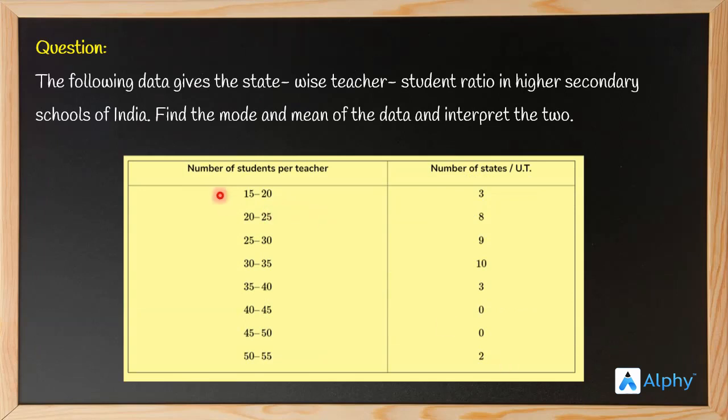Now we are given the number of students per teacher, which are represented in the form of class intervals, and the number of states or union territories represents the frequencies. We are required to find the mode as well as the mean of this data. So let's have a look at the solution.